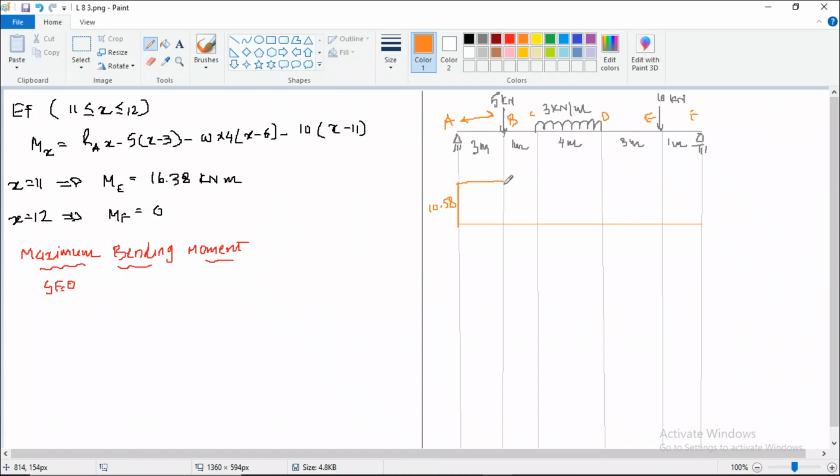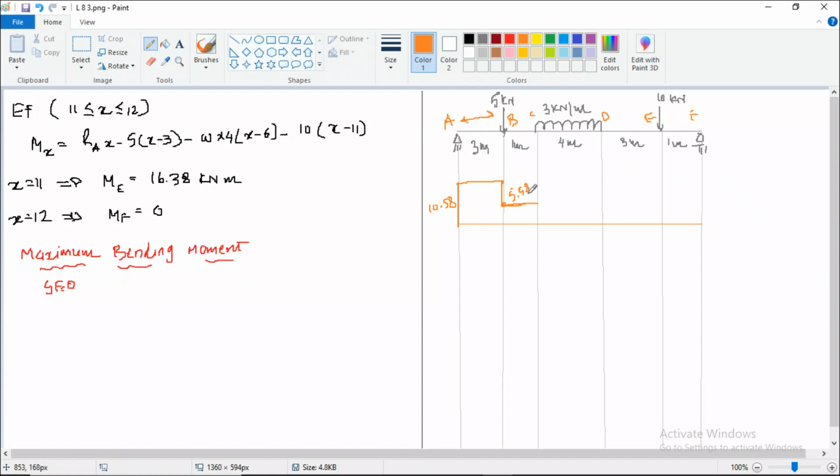Then at point B, we have a 5 kilonewton force which is going downwards, right? So this value here will be 10.58 minus 5. So I need to go down, and this value you will get as 5.58. Now again from B to C there is no force, so again a straight line. So here this value will be 5.58.